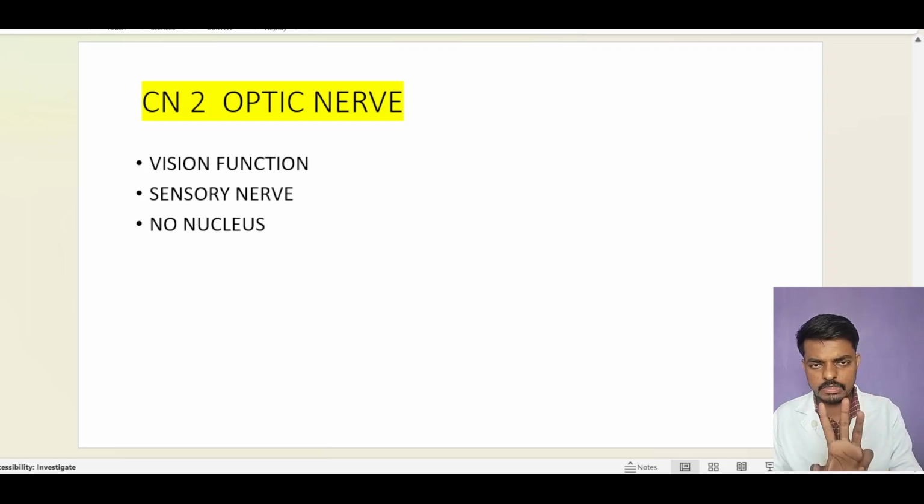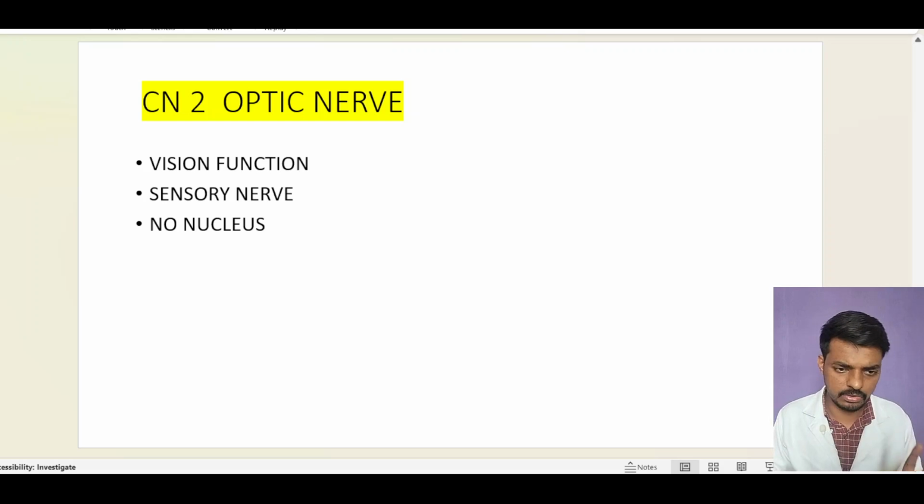Okay, the optic nerve, the cranial nerve number 2, is only responsible for the vision function, that is a pure sensory nerve. Okay, so its function is only vision. And I told you already, this also does not have any kind of nucleus. Okay, see where it supplies. I will draw the structure of the eye here.